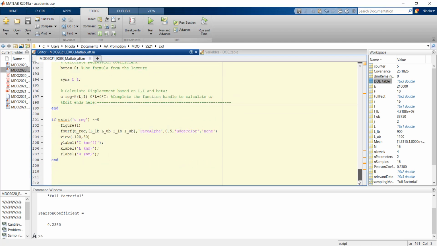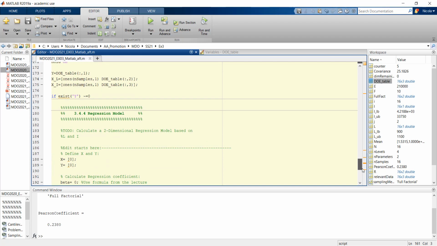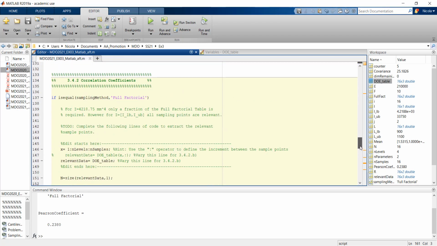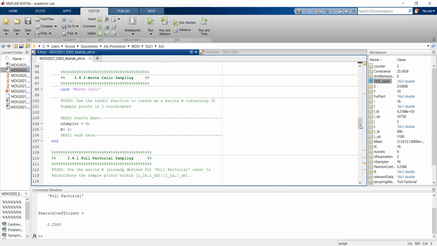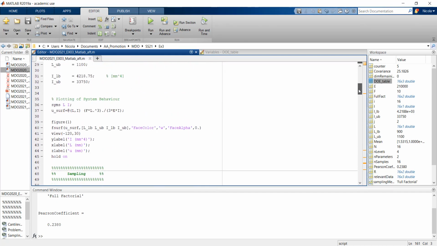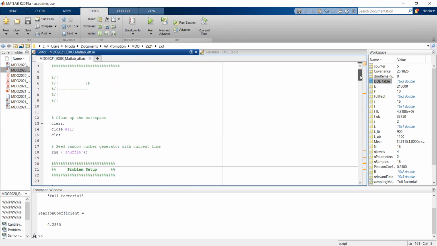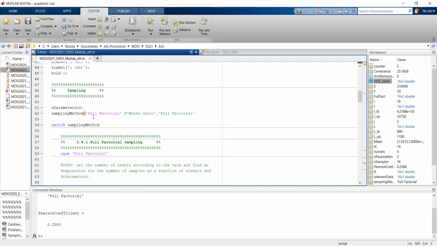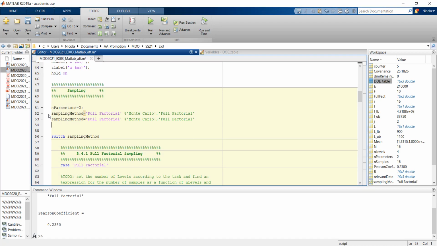Okay, for the third exercise, we have to compute a Monte Carlo table. So first we change our sampling method from full factorial to Monte Carlo.